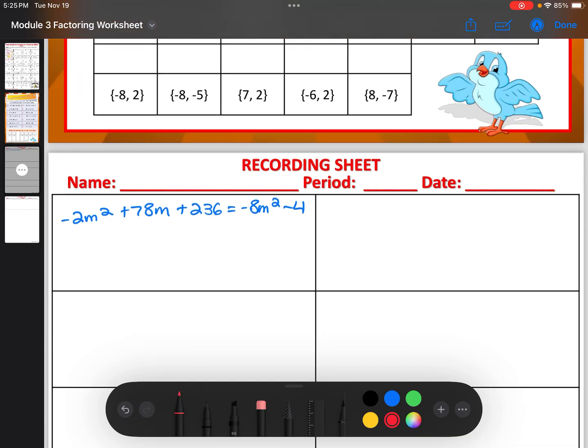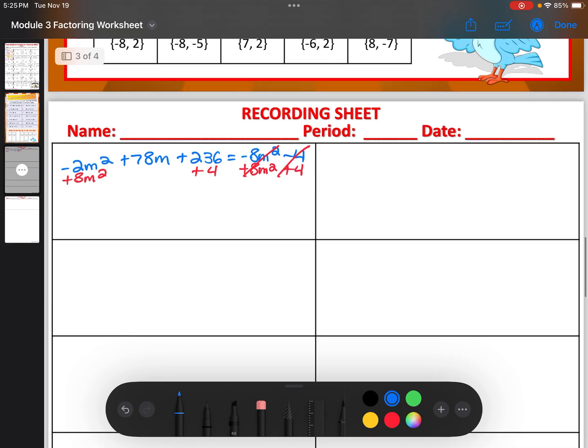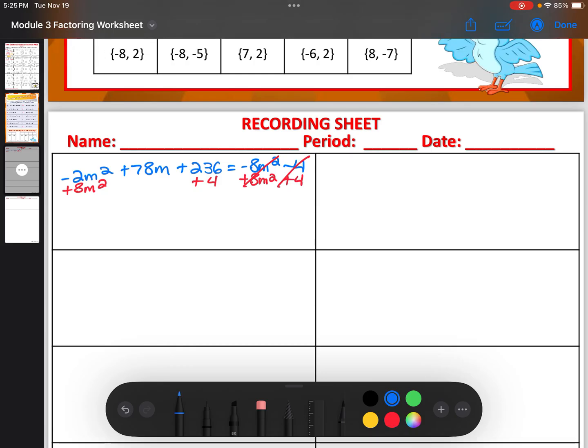So I'm going to go ahead and solve for 0. So remember, our first step to factoring is to get it equal to 0. So that's going to add to that. This is going to add to this. Those cancel out, and then we'll be equal to 0 from there. I'm probably going to have to go into the next box for the work too. So this is going to be 6m squared plus 78m plus 240 equals 0.